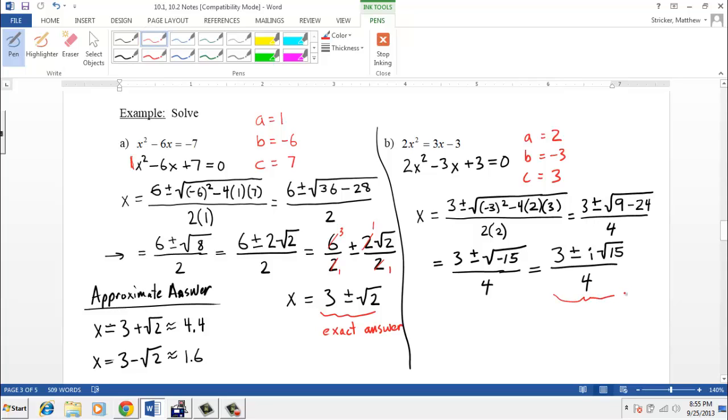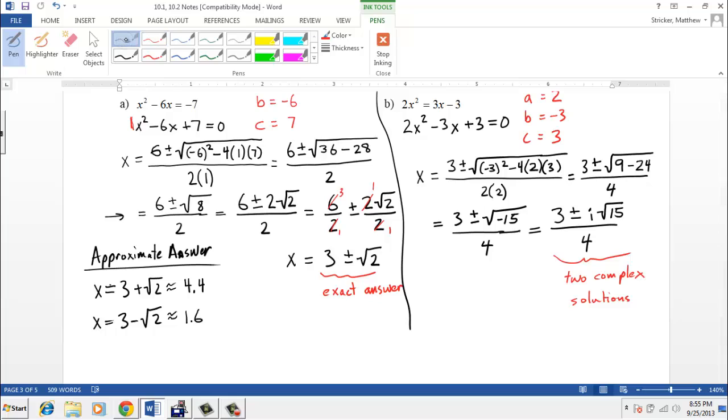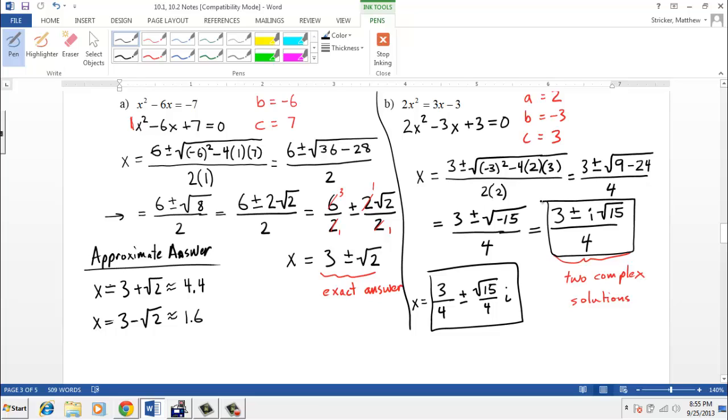And this is 2 complex solutions, like we talked about in chapter 9. So sometimes we can get answers like this. We could also rewrite this as 3 over 4 plus or minus root 15 over 4i. Let's say x is equal to that. Or we could say it like this. Either one of those would be acceptable answers in my book. So that's how we use the quadratic formula.